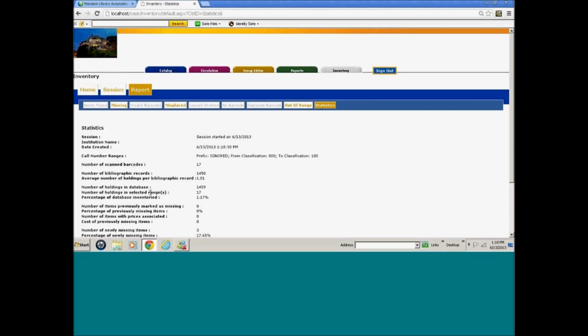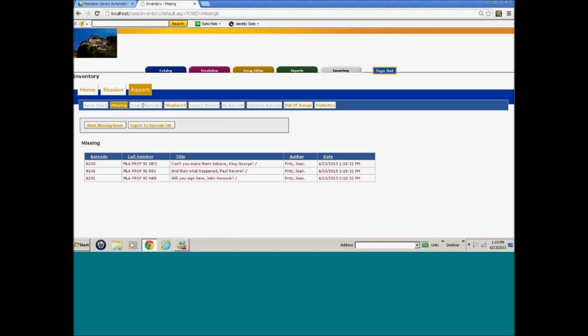The next option is invalid barcode. Invalid barcode means that it's not your barcode. So maybe the book belongs to the public library. Maybe it belongs to a school library. Maybe it belongs to another library in general. It's just not yours. The other way that you can get an invalid barcode is if you accidentally scan the UPC code, the full UPC code, that could sometimes register as an invalid barcode.